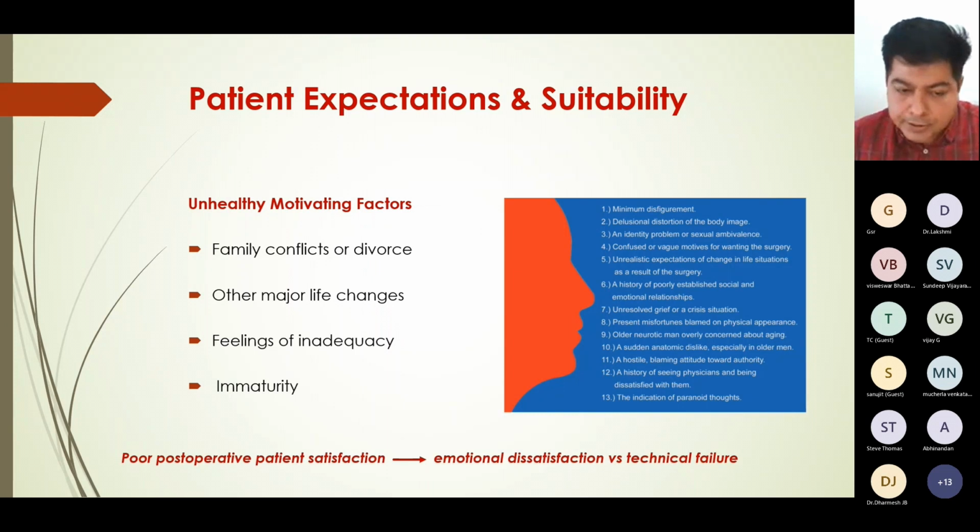But in case the patient is not a good candidate, he or she will always be dissatisfied and will pin all the blame for his life and career on a single surgery and the surgeon. So you have to be very careful.